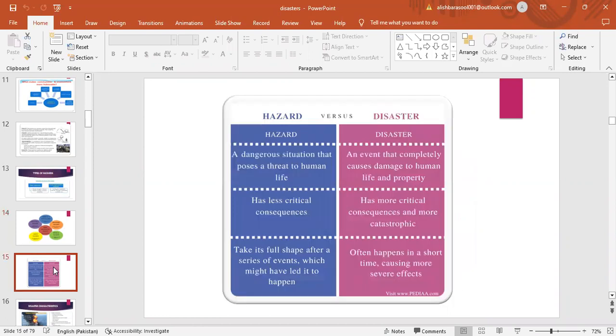Hazard versus disaster. A hazard is a dangerous situation that poses a threat to human life; a disaster is an event that completely causes damage to human life and property. A hazard has less critical consequences; a disaster has more critical consequences and is more catastrophic. A disaster takes its full shape after a series of events which might have led it to happen. It often happens in a short time, causing more severe effects.